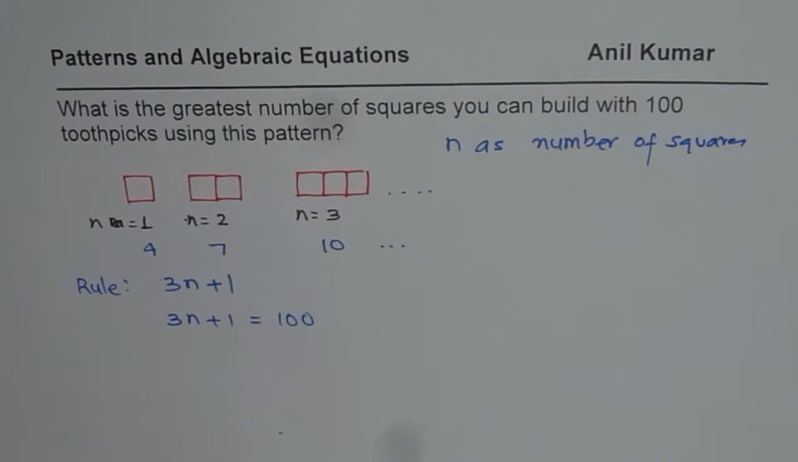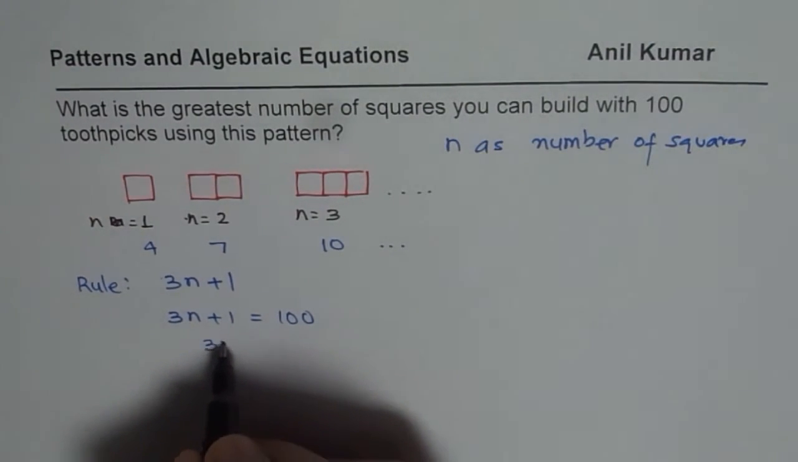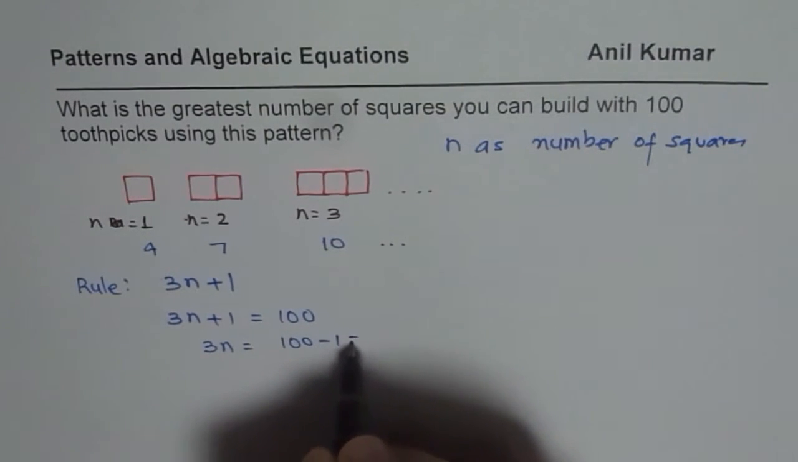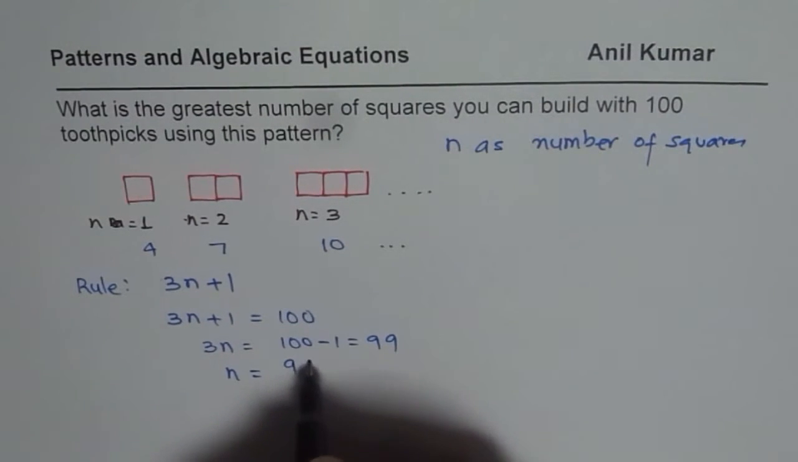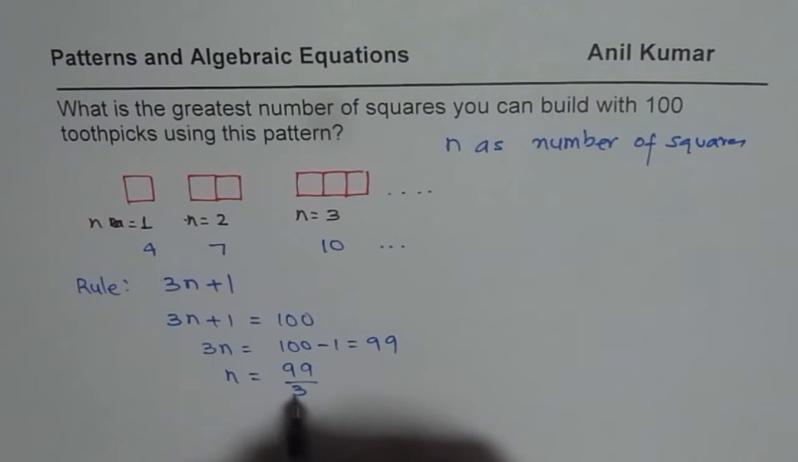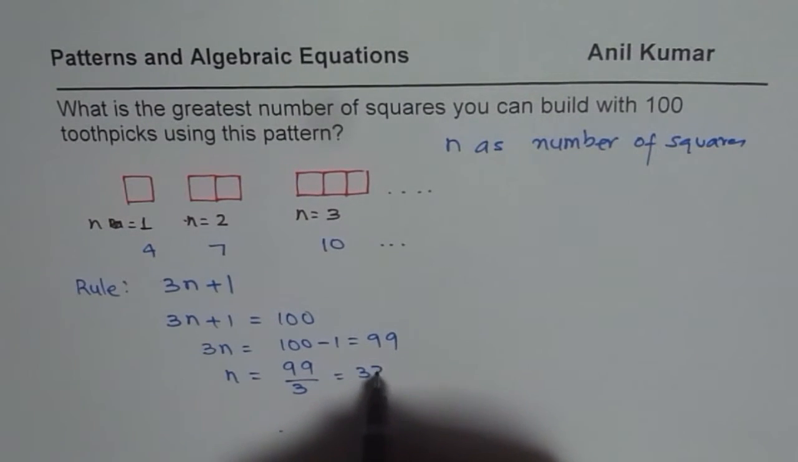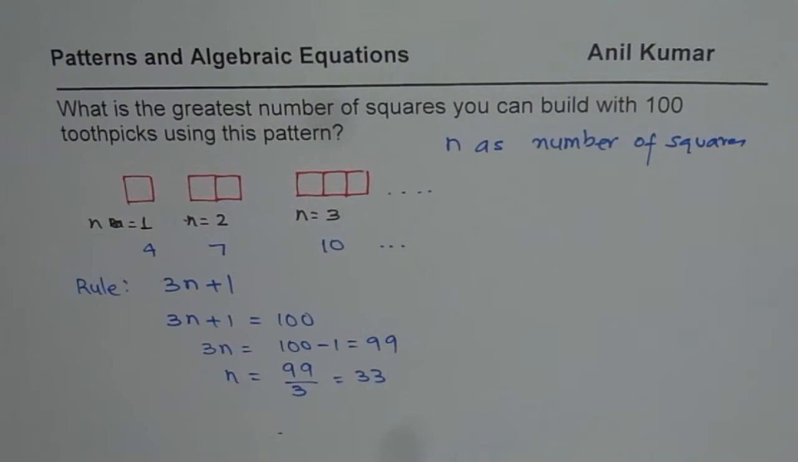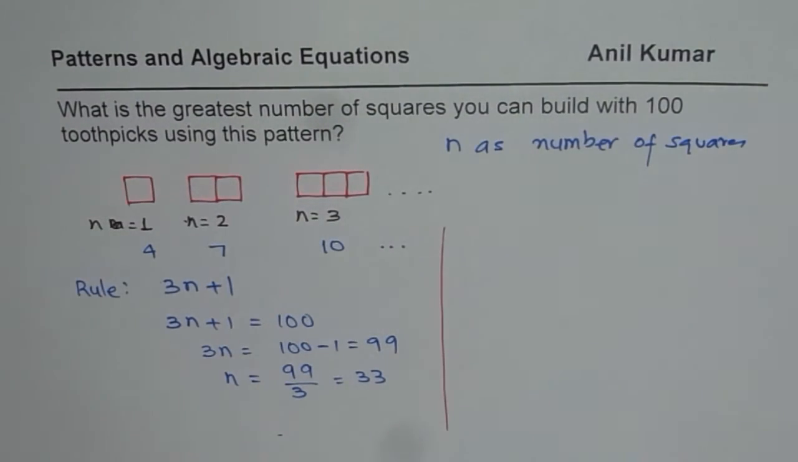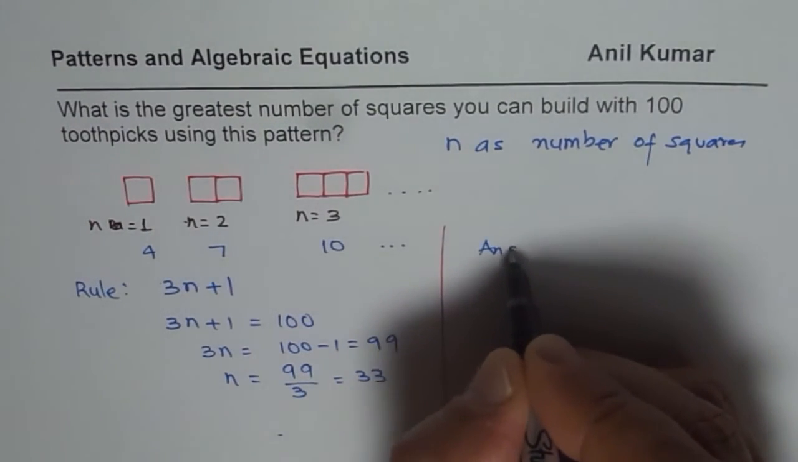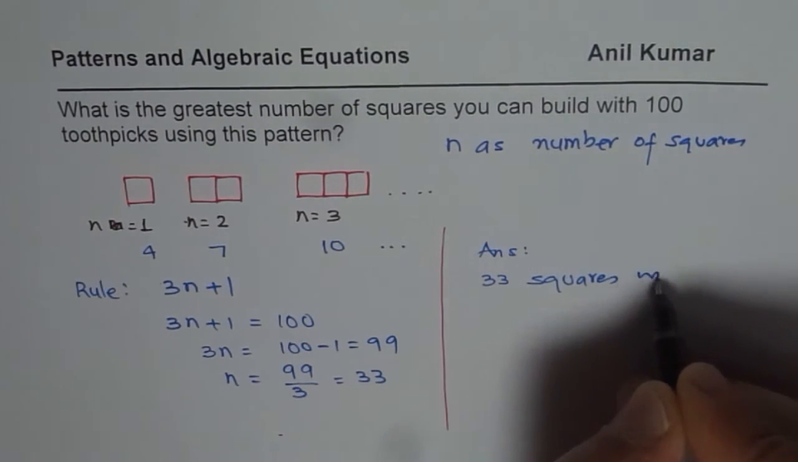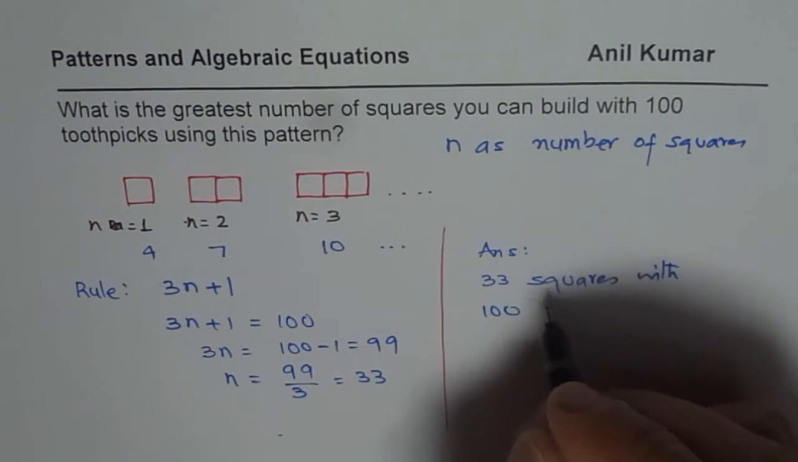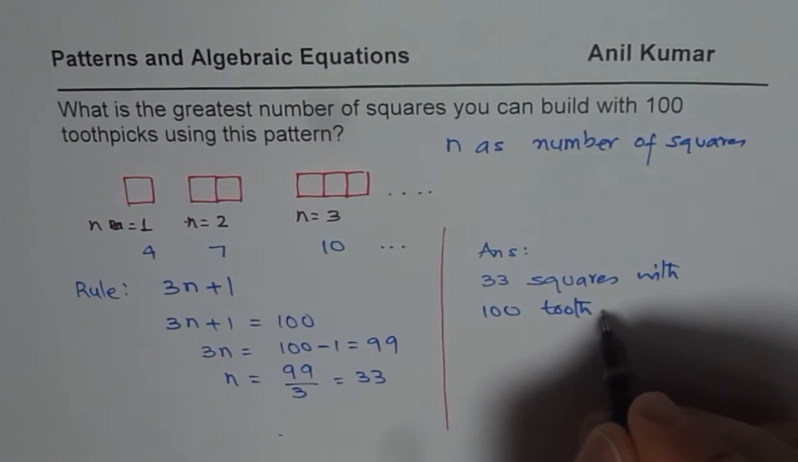To solve this equation, we can take away 1. So if I take away 1, we get 3n equals 100 minus 1. That is 99. And then I can divide by 3. So I got n equals 99 divided by 3. That gives me 33. So in our case, the answer is that we can make 33 squares with 100 toothpicks, correct? So that is how you could solve this question.